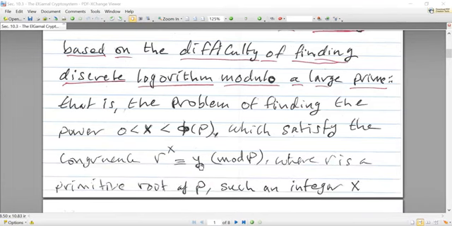r to the x is congruent to y mod p, where r is a primitive root of p, the integer, and x is the power. In here, we call it the discrete logarithm of y relative to the primitive root r. If you look at this definition of the discrete logarithm, it is similar to the definition of the logarithm of real numbers. The logarithm of a real number is the exponent to which you raise the base of the logarithm to come up with the number you are evaluating the logarithm at.